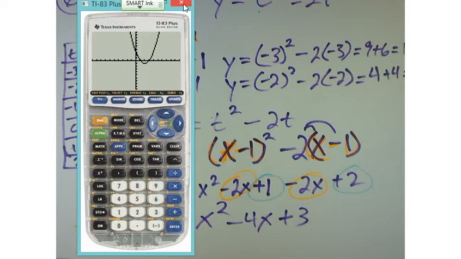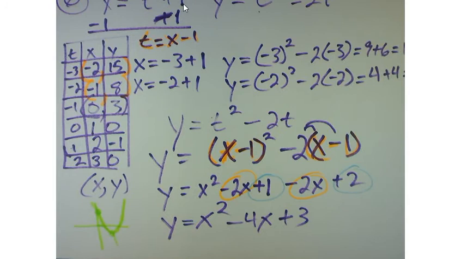That was part B. Let's see what else they want us to do. For part C, graph the relationship in the xy plane. Well, we already did that. And it looks like this. Okay? Any other questions?